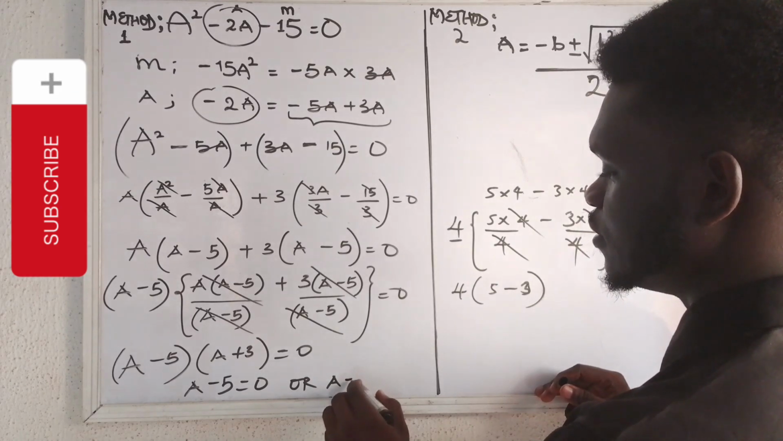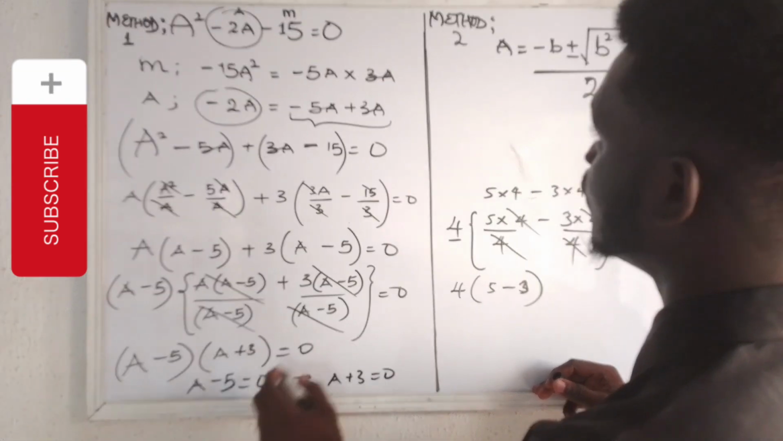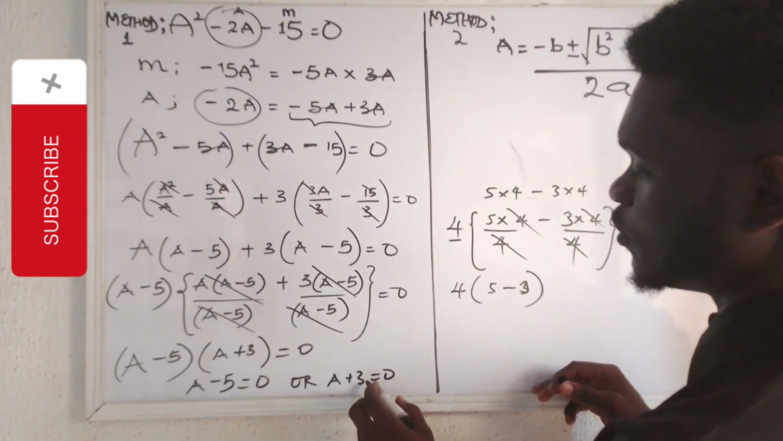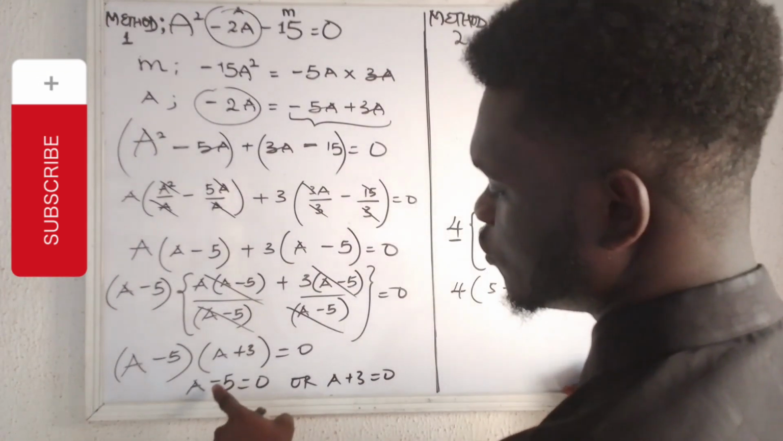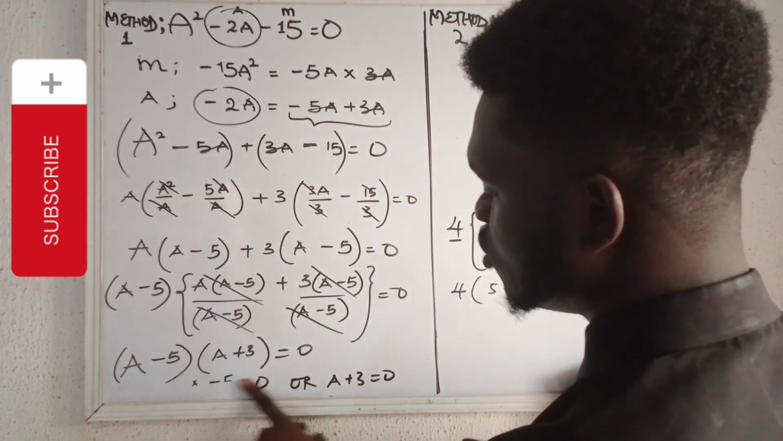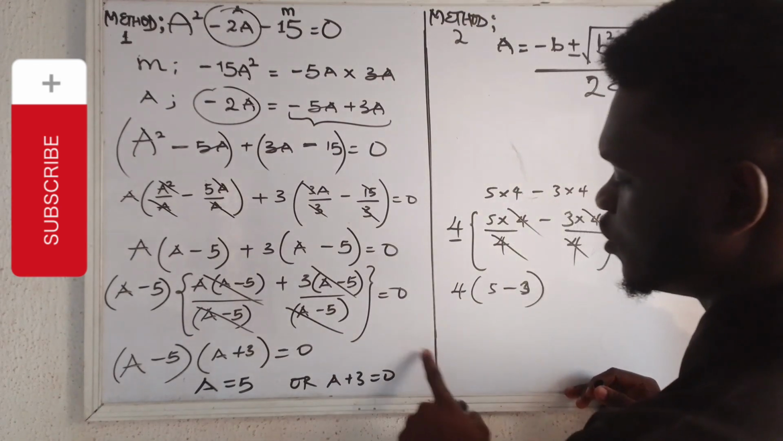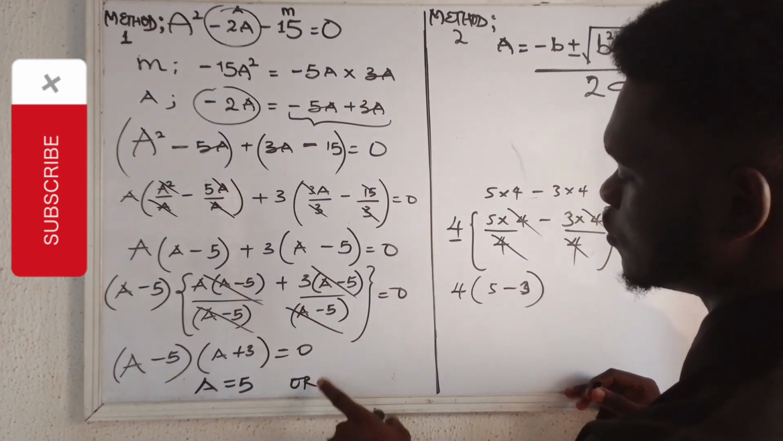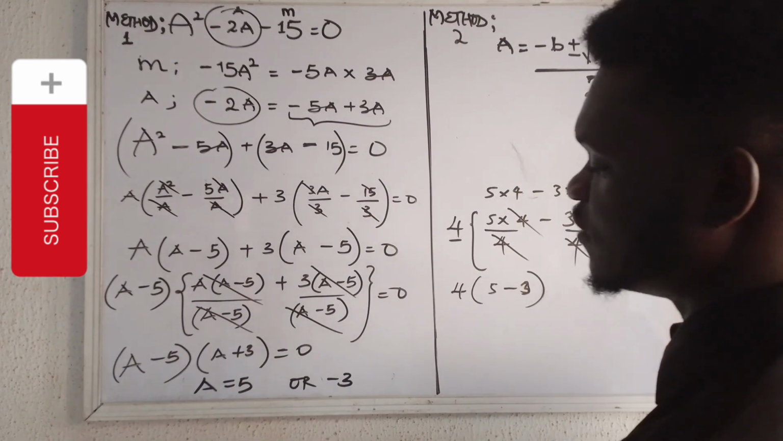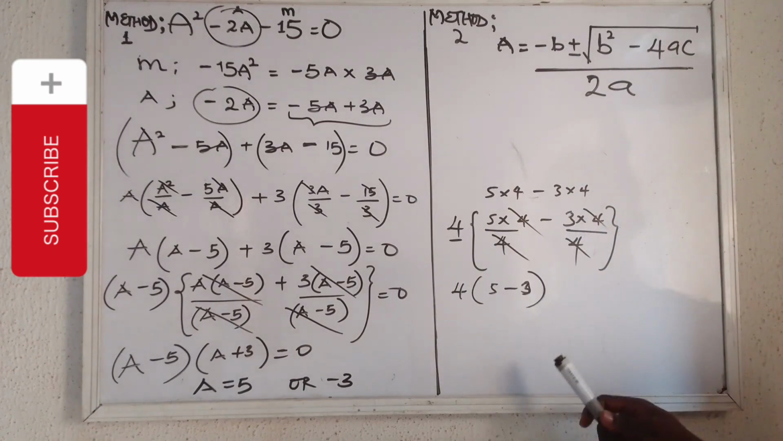So my a plus 3 equals 0. You can see from here, a minus 5 equals 0, or a plus 3 equals 0. If you take your 5 to this direction, we get that a will be equal to 5. Or if you take your 3 to this direction, you'll get negative 3. So those are the values for a. Now let's quickly see what we can do to this question.